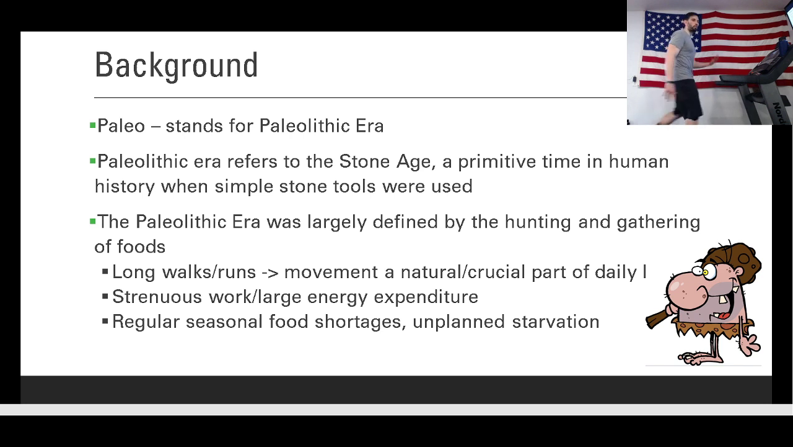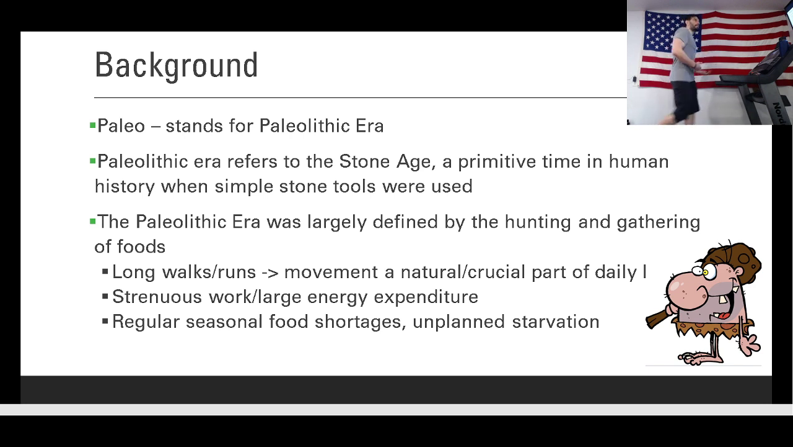So the Stone Age, as most people are aware, was a primitive time in human history where simple stone tools were used, right? It's the first time when man realized that they started using items to do things, whether it was some type of object to use as a weapon, to defend themselves against animals, to hunt, starting using tools to mash things together, right? So it was largely defined by the hunting and gathering of foods, right?